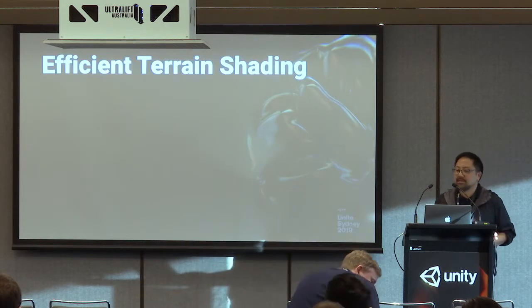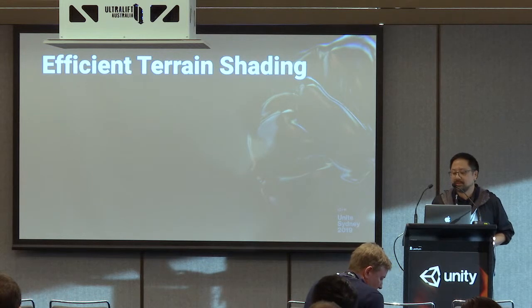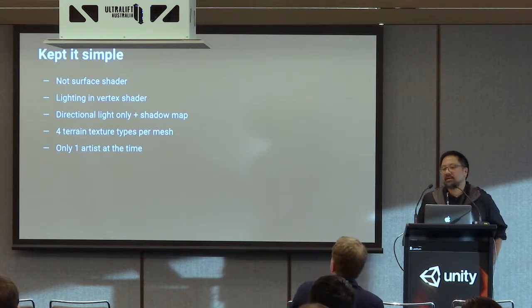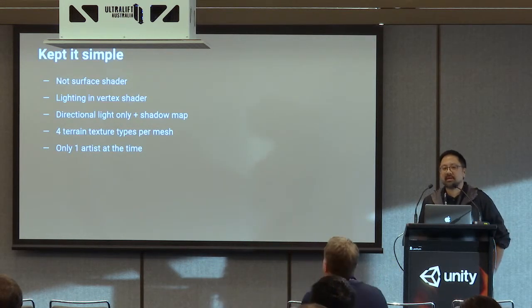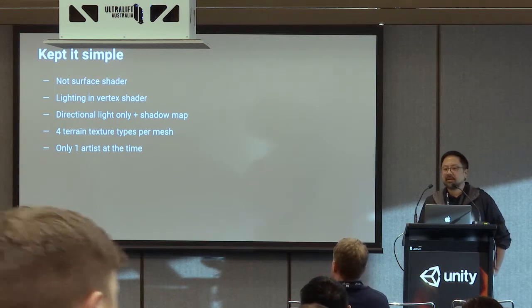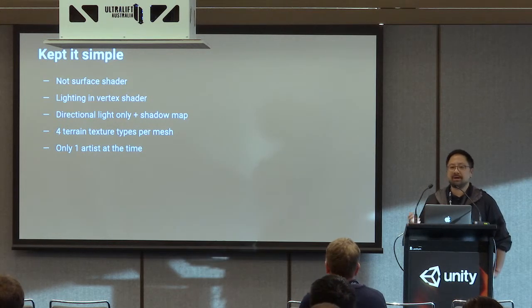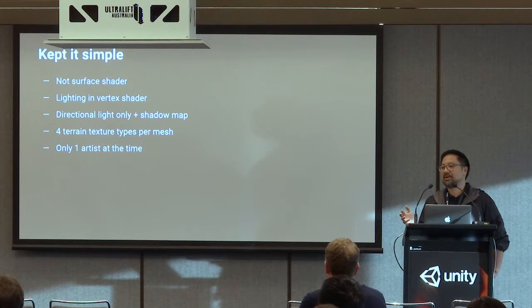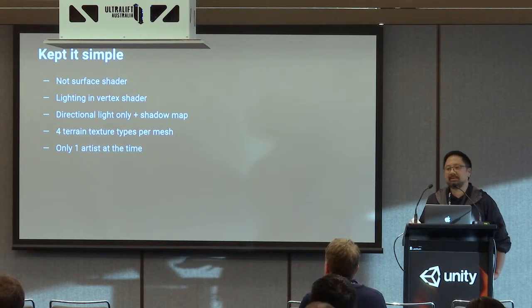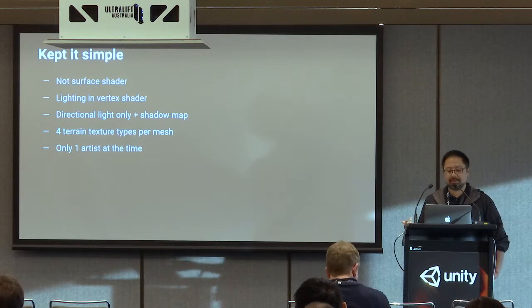So we're just going to talk a bit about the terrain shader first. When we made the terrain shader, we didn't make it a surface shader. If you don't know what a surface shader is, it's a high-level way Unity uses to describe a surface. All you do in the shader is say, I want this color albedo texture, I want my normal map to be this and that. Then Unity handles all the nitty-gritty details for you. It calculates the lighting and the shadows and all those things for you.